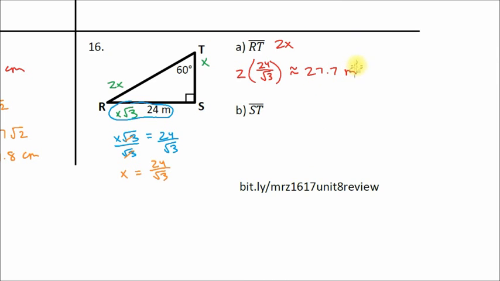27.7 meters. And then we've got ST, that's our short leg. Well, that's just going to be x, which is 24 divided by the square root of 3. And let's put that in our calculator. We're going to end up with approximately 13.9 inches.